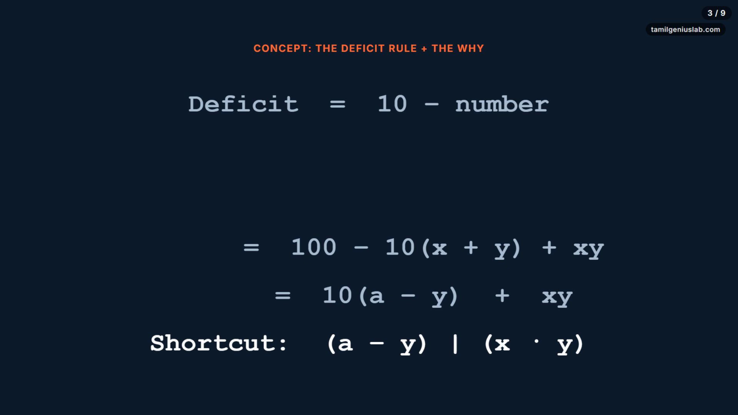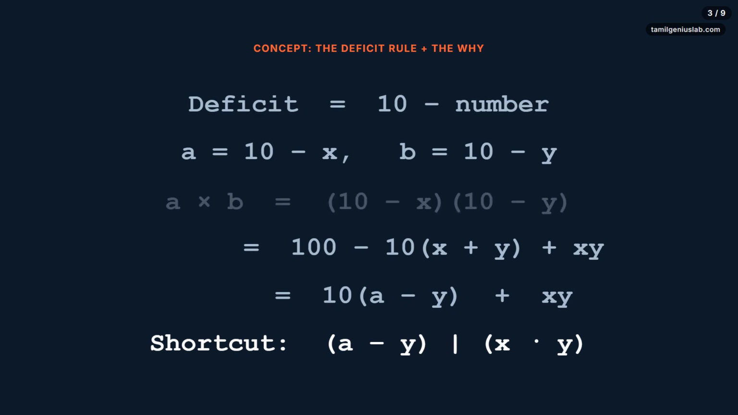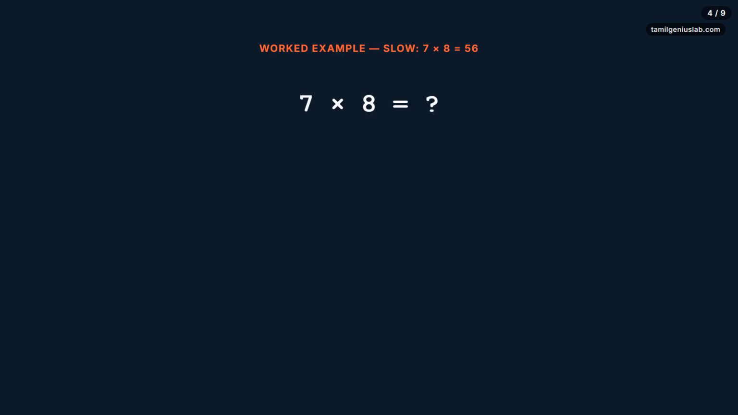56. The 10's digit, 5, came from the cross-subtract. The units digit, 6, came from the product of deficits. Boom. Cross-subtract for the 10's. Multiply deficits for the units. Algebra sealed it. Let's slow it down.